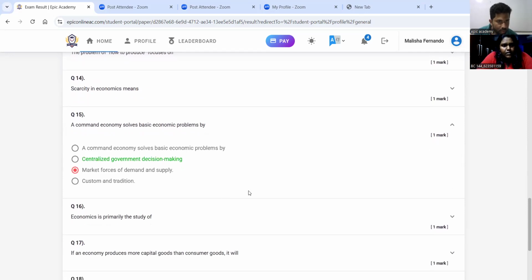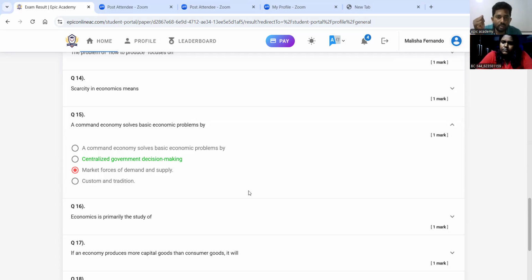Right. A command economy solves the basic economic problem. For command economy you can take as examples North Korea, Vietnam, Cuba and Venezuela. Early Russia also. Before 1994, Russia was also considered a command economy.